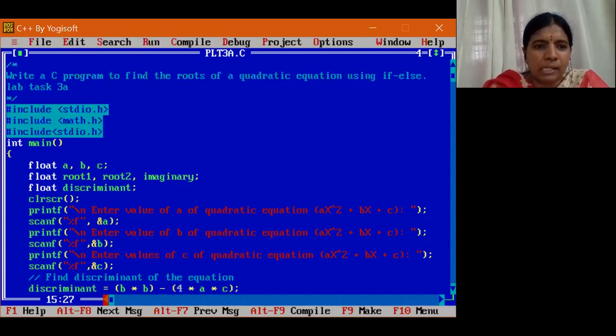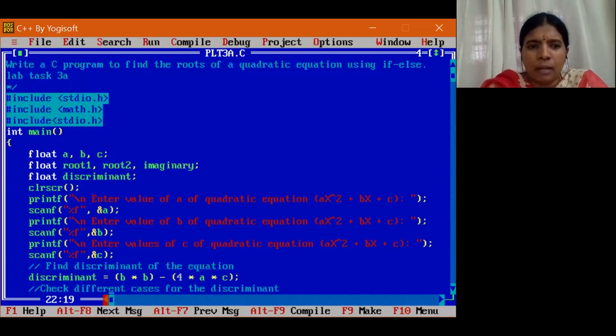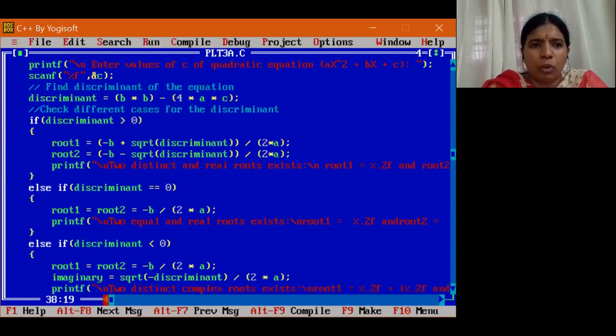I'm reading a, b, c, the coefficients of all the three variables, followed by calculating the discriminant. So how do you calculate the discriminant? Discriminant is b square minus 4ac. You may or may not have braces here, that's clearly optional: b into b minus 4 into a into c. So this is the discriminant. After the discriminant, there are three conditions, so I have used an else if ladder here.